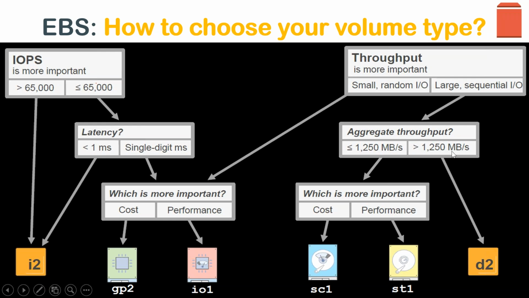When you come to this side, again, aggregate throughput, that is how much rate of data you are reading at any point of time. That is the pipe you are getting to your database or a disk, and it is important. If the pipe is going to be bigger, then you go straight to a D2 disk. If the requirement for the pipe is cost sensitive or performance sensitive, then you choose a disk that is appropriately sized, either SC1 or ST1.